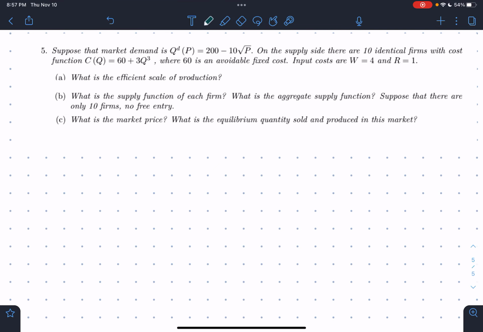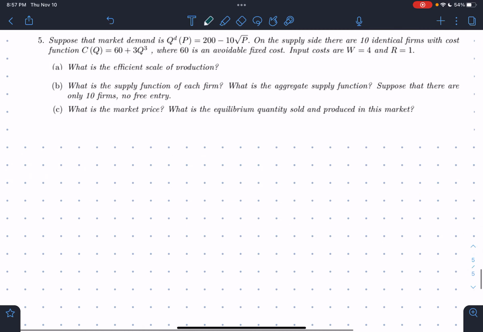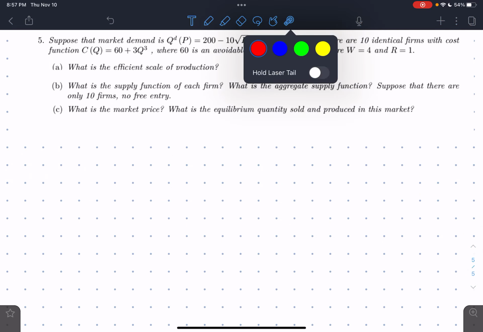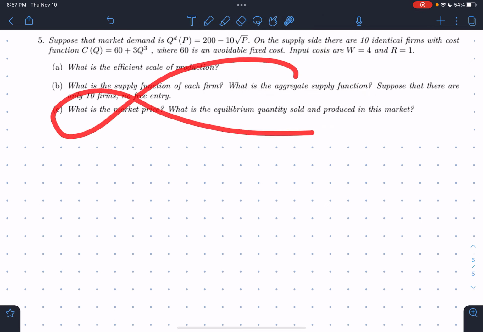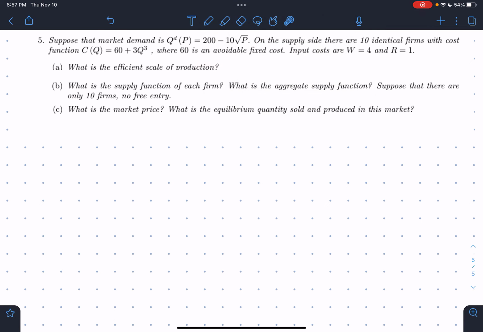All right. Problem 5. Let's go. The home stretch. Okay. So here we have that market demand is 200 minus 10 root p. So we're just kind of given a demand function.